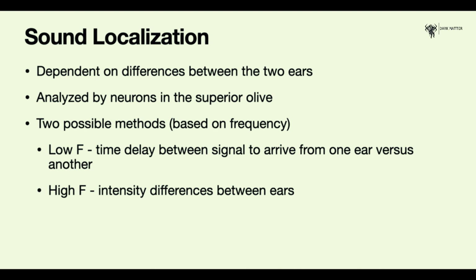This information is analyzed by neurons in the superior olive. Two methods are possible, and it depends on the frequency of the sound. The example I just gave is what is done with a low frequency sound, so the time delay between one ear signal and the other is used to determine where the sound is. But for high frequency sounds, the brain instead uses differences in the intensity of the sound perceived by each ear in order to estimate the location of the sound source.